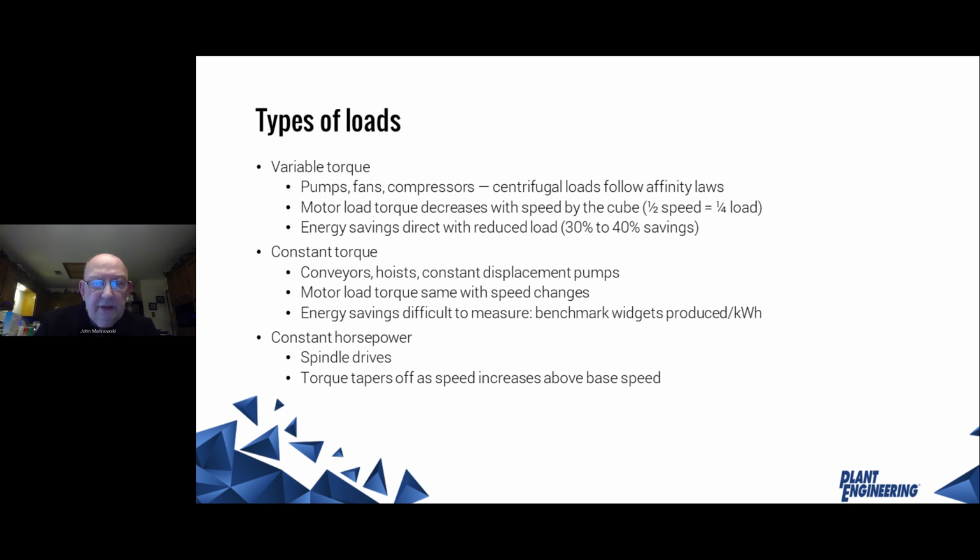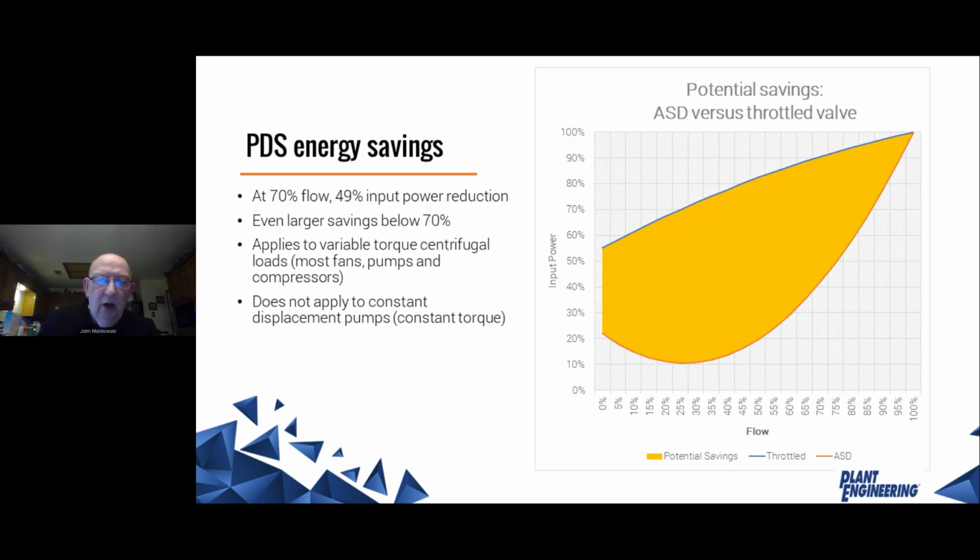And then there's a constant horsepower. So it's something like a spindle drive. So this is a case where you're running the product above the base speed or the synchronous speed of the motor. As the speed goes up, the horsepower tapers off directly with above base speed. Those are very rare applications.